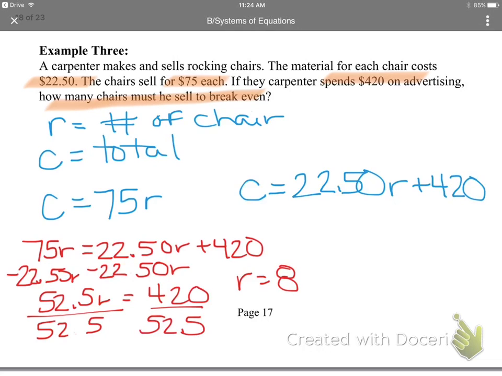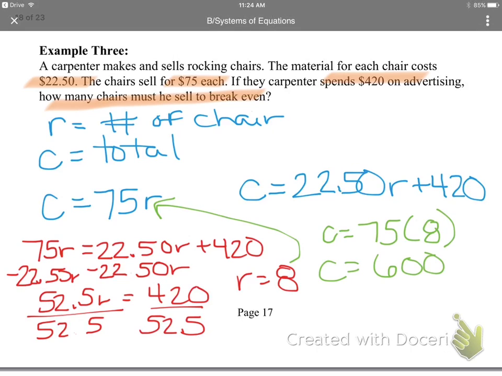What that means is we need to figure out what that cost is, how much money he's going to make to break even. So we plug this R back into our equation. We have our cost equals 75 times 8, and 75 times 8 gives me 600. So this answer means he needs to sell at least 8 rocking chairs to break even at a cost of $600. Hopefully this does make sense to you. If you plan on owning a business or starting your own business, this is definitely something that you would use to maximize those funds.